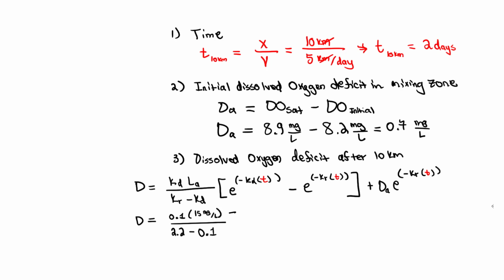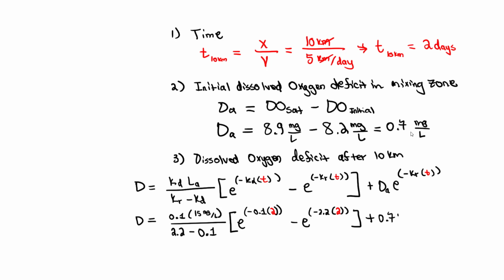That's 0.1 for KD. Then we do E to the negative KD. KD again is the same, so it's just 0.1. And we multiply by the time. We said the time is 2 days downstream at 10, so this is 2 here. Close that, close. Then we do minus E to the negative KR, which is 2.2, times the time again, which is 2. Close, and close bracket. Then we need that dA, right? If you have a deficit, you always include it and add it. So in this case, it's 0.7, that deficit we found.